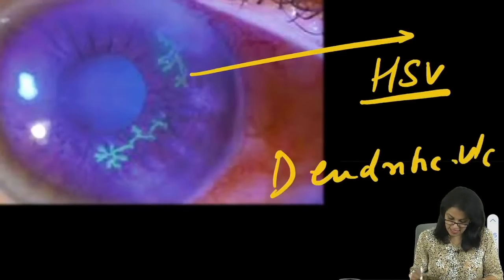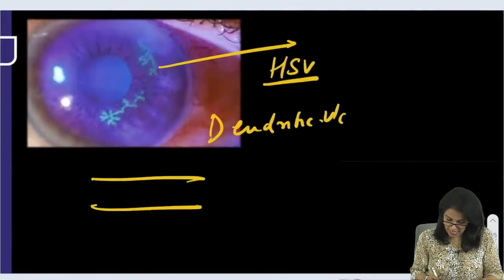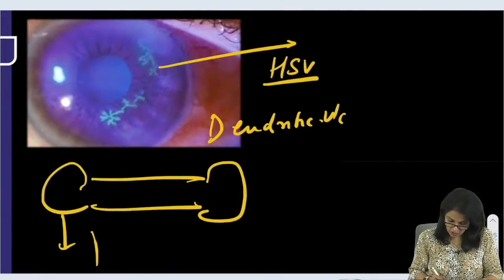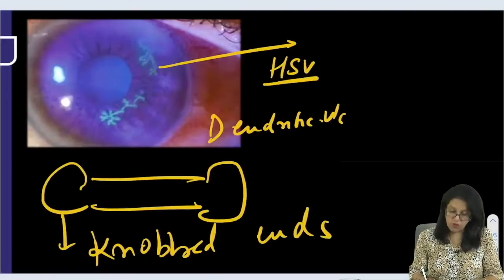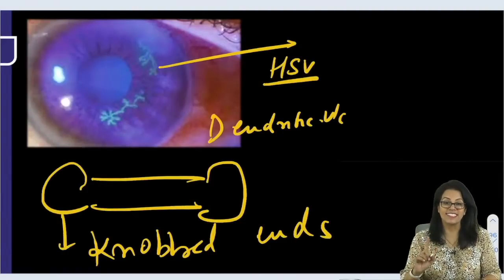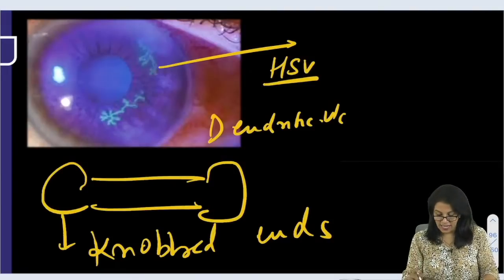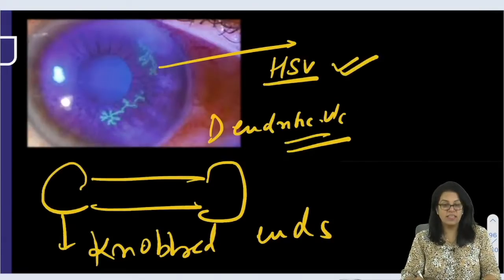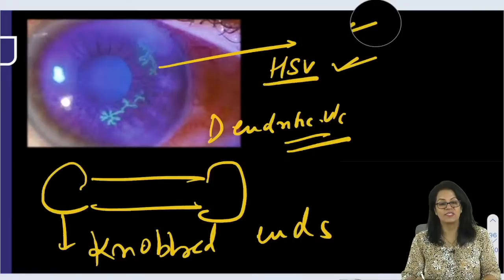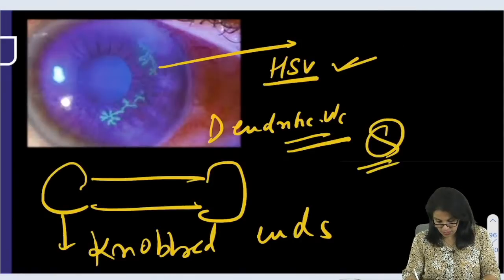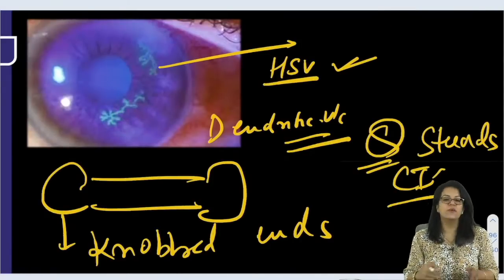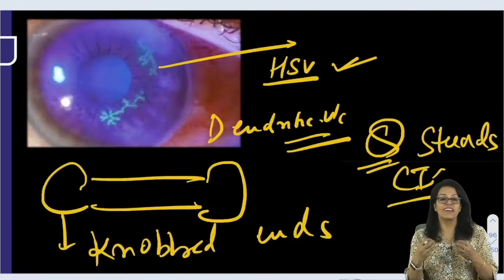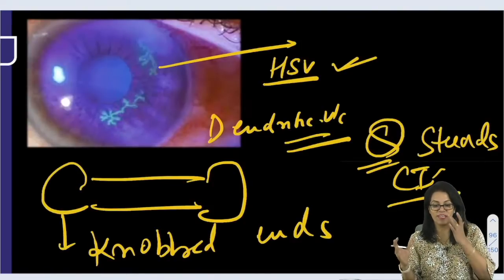Tell me why it is dendritic. What is the main catch point? It has knobbed ends. Don't forget it has knobbed ends. They ask you this. And it's a feature of only simplex, not zoster. Common mistake. So, I am telling you, dendritic ulcers are only a feature of simplex infection. And a very, very important question: steroids are contraindicated in dendritic ulcer. Steroids are anyway contraindicated in any infective epithelial involvement. We are going to keep that in mind.